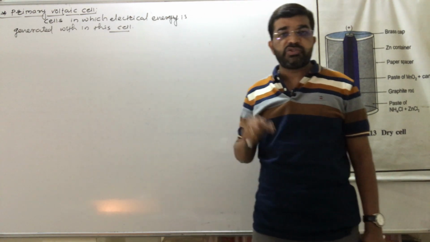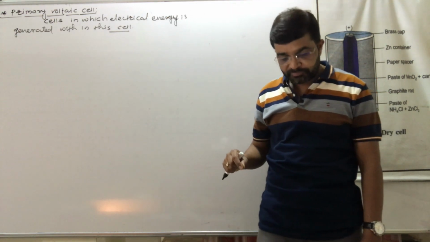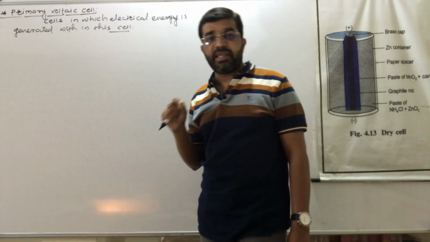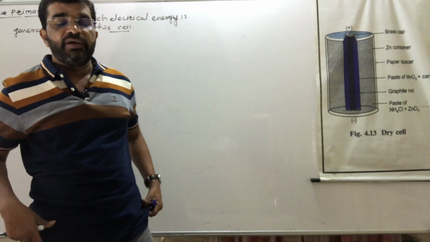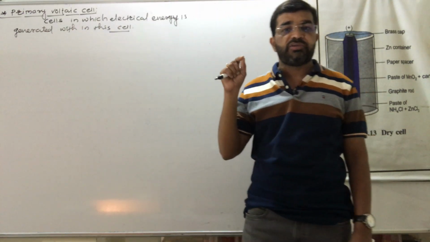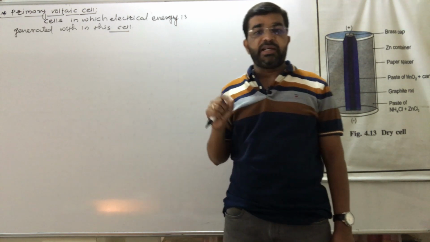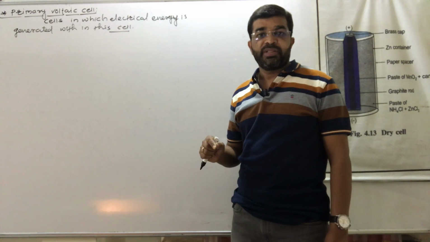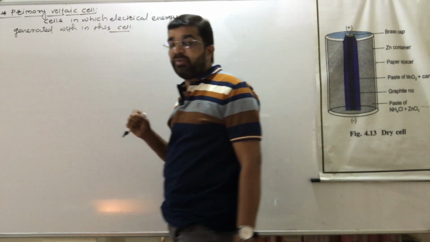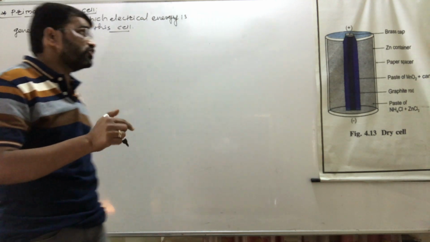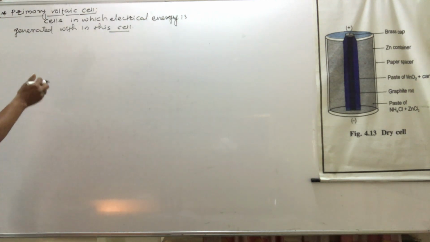Electrical energy is generated within this cell, and it is not stored from any external agency or external source. The electrical energy generated within this cell, that is called the primary galvanic or primary voltaic cell. That is known as the primary voltaic cell.